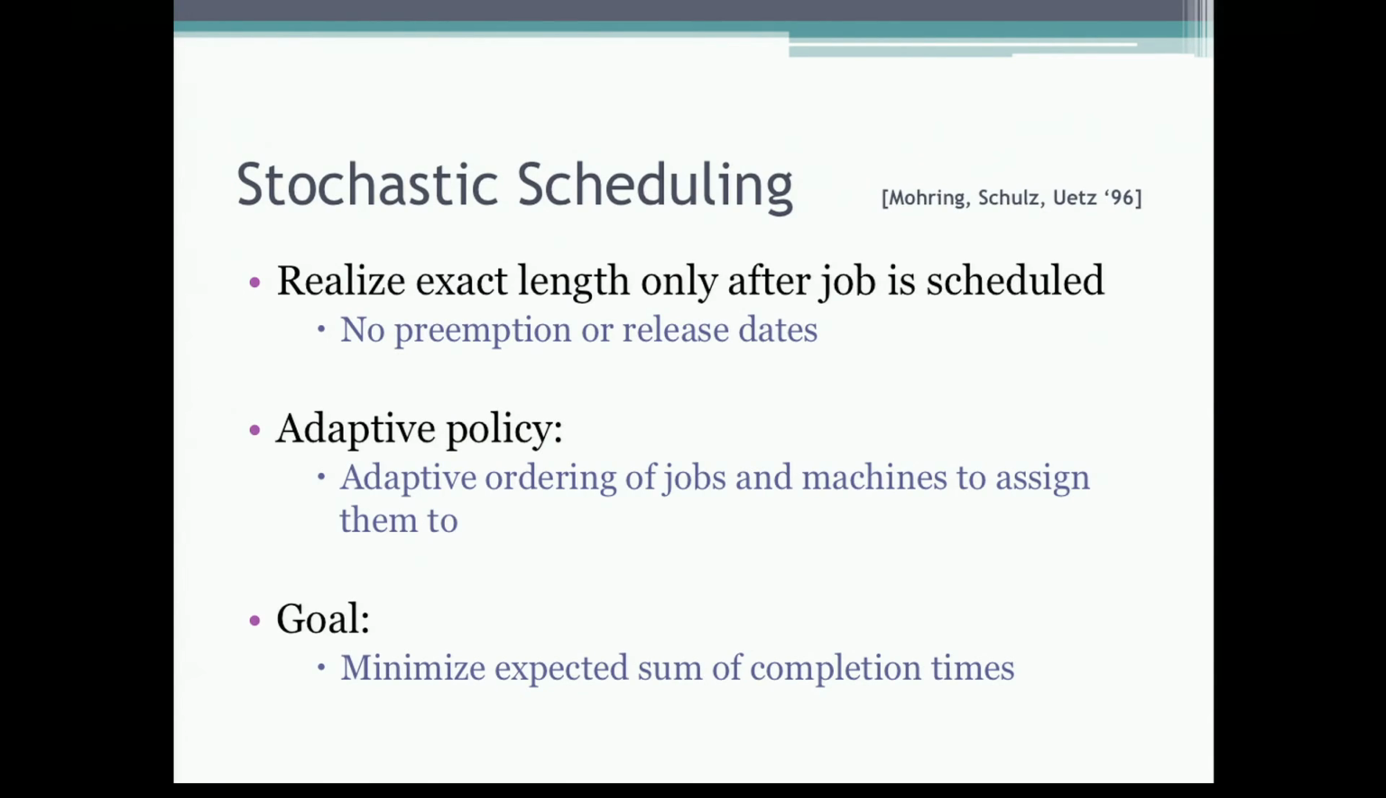And so what is an adaptive policy? An adaptive policy is an adaptive ordering of the jobs and the machines to assign them to. I mean, maybe you take a job, put it on the first machine. Take another job, put it on the next machine. Now maybe the first machine's job finishes, so you assign another job there and so on. So what is the order in which you assign the jobs to the machines? And your goal is to minimize the sum of the completion times, which is: look at when the first job finishes, when the second job finishes, when the third job finishes, just add all of them up. And the expectation is over the randomness in the job lengths.